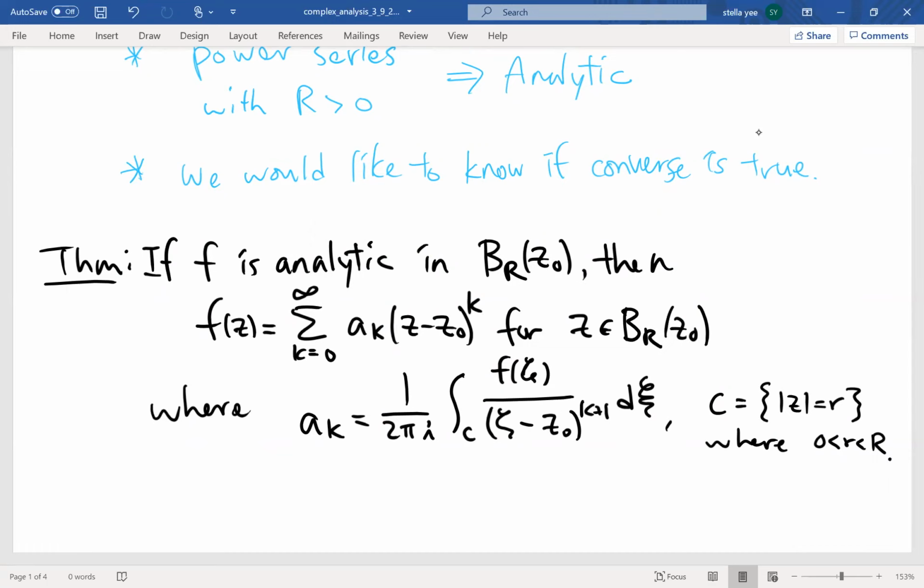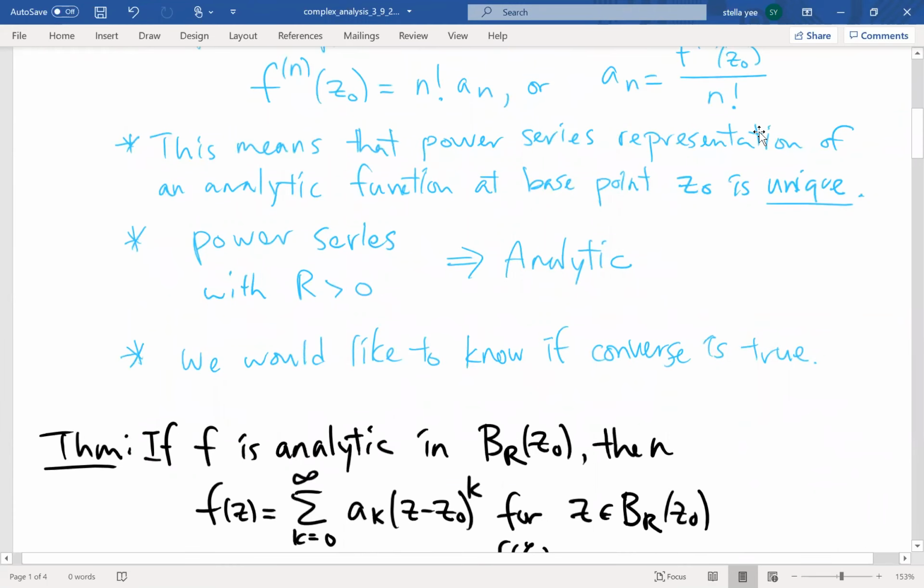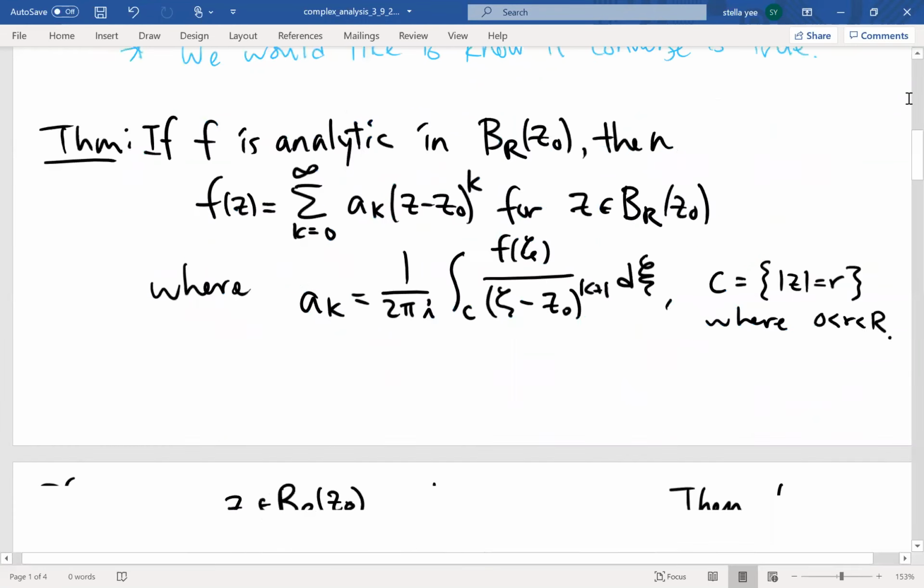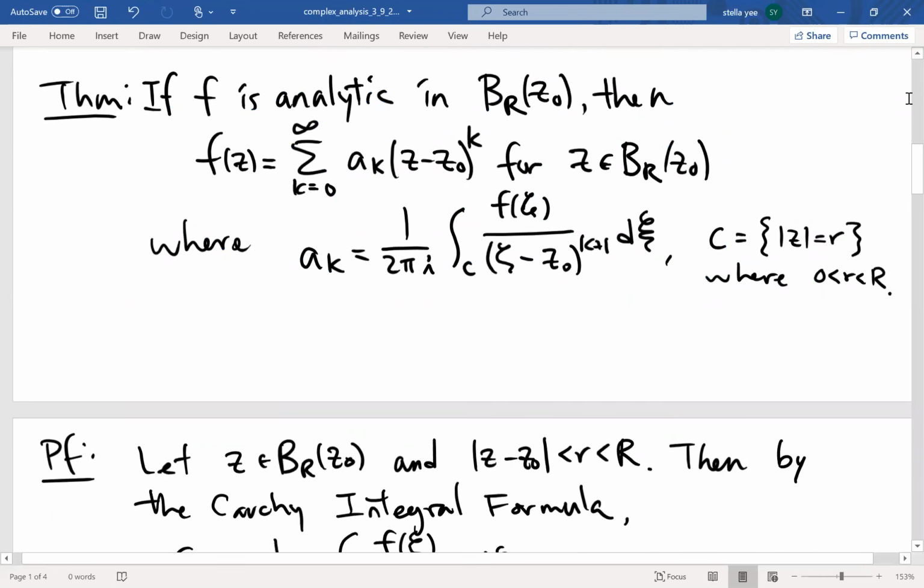If you have an analytic function on some ball of radius big R centered at z naught, then the function could be written as this power series inside the entire ball, with a_k being the kth derivative divided by k factorial. This is the same thing as this integral by the generalized Cauchy integral formula. The reason why I've written it out as an integral formula here is because in the proof, that's what we use, but it's also equivalent to this formula over here. All right, let's look at the proof.